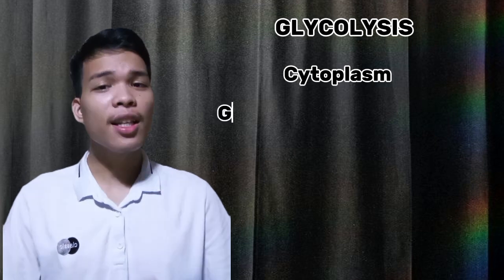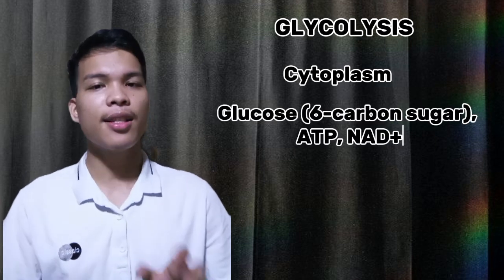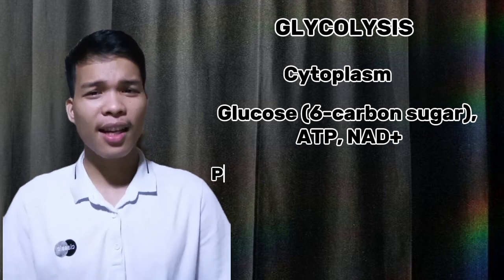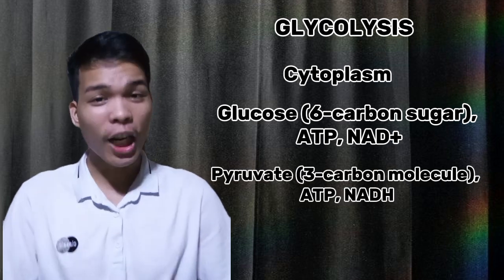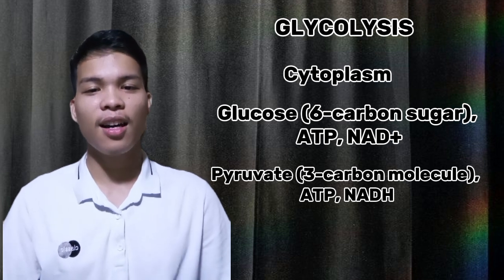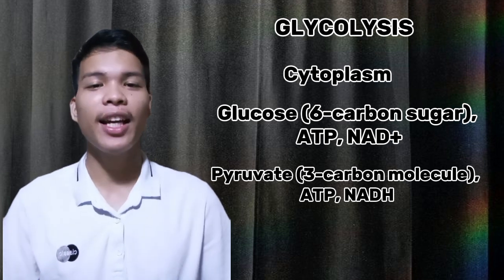Next we have glycolysis. Glycolysis takes place in the cytoplasm. What are the substrates? Glucose, a 6-carbon sugar, ATP, and NAD+. The products are pyruvate, a 3-carbon molecule, ATP, and NADH. That's the product of glycolysis.